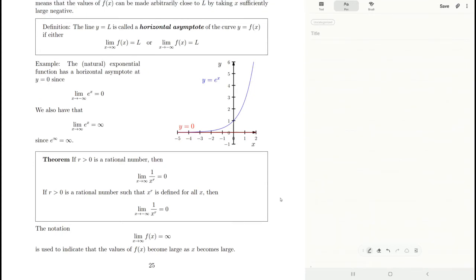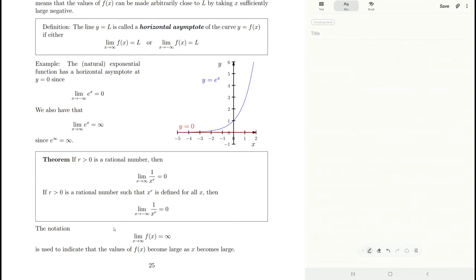Now the next theorem will allow us to determine the limits of certain power functions. If r is a positive rational number, then the limit of 1 over x to the r, as x goes to infinity, is equal to 0. Similarly, if r is a positive rational number such that x to the r is defined for all x, then the limit of 1 over x to the r as x goes to negative infinity will also be equal to 0. So this will be useful for us when we want to determine the limits to infinity.